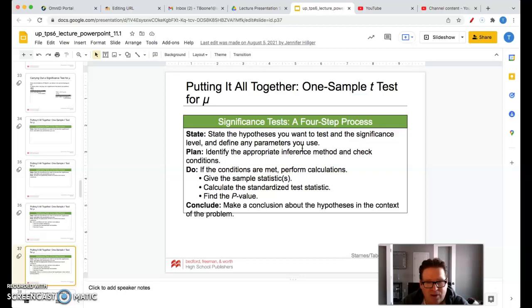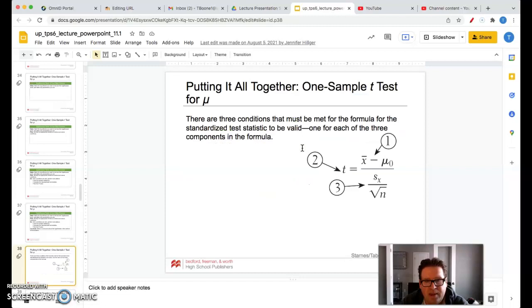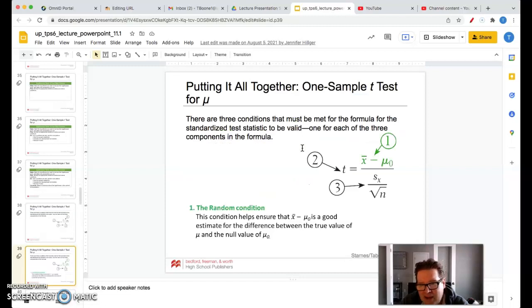Again, remember, if that p-value is less than the significance level, we are going to reject the null hypothesis. If it's greater than the significance level, then we are going to fail to reject. All right, and again, just a reminder of why that's the case. The random condition ensures that the difference between the sample mean and population mean is a good estimate.